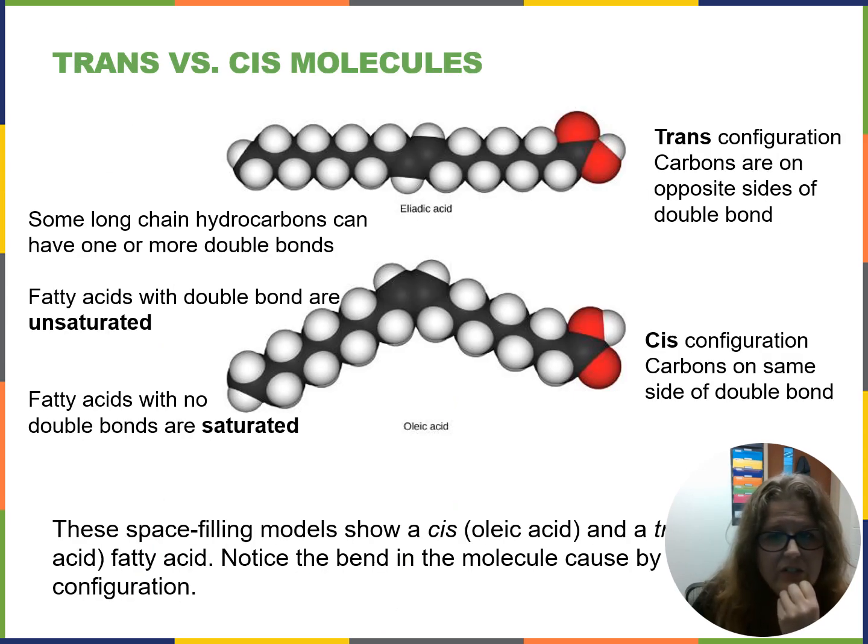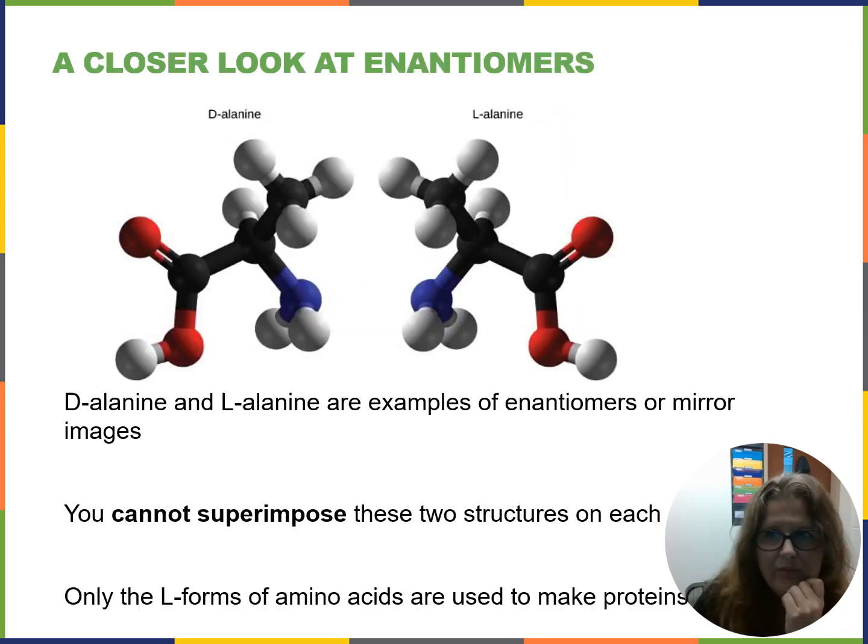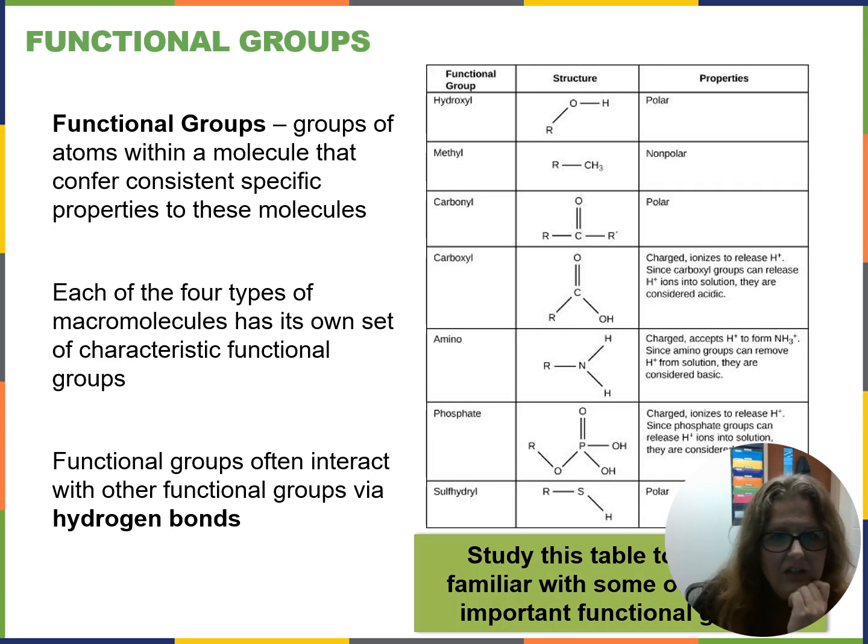We have trans versus cis configuration here. In trans, the carbons are on opposite sides of a double bond, whereas in a cis configuration, the carbons are on the same side. So we have these hydrocarbons that have these chains. Fatty acids are double bonded with unsaturated. I don't want to spend a whole bunch of time on this. This is just kind of extra information. Really, the important thing is to understand how they bond. We're getting really more into chemistry than we need right here. I'm not even going to worry about that one.